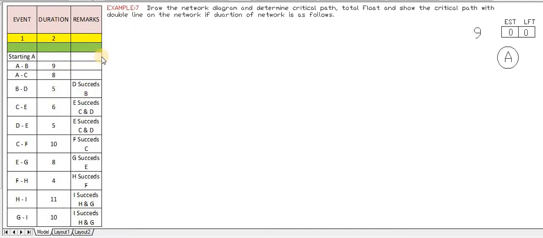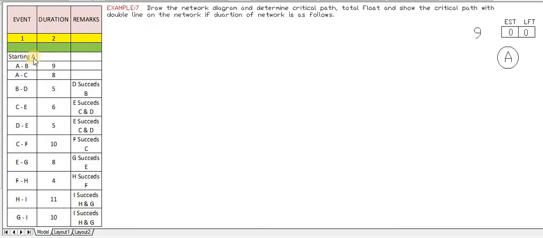And this remark column is very, very important. While drawing the network diagram we have to read these remarks also, and depending on them we have to draw the particular activities or events. So these three columns are very important: the first column is the event, the second column is the duration, and the third column is the remark. So we will start. First we will draw the network diagram.